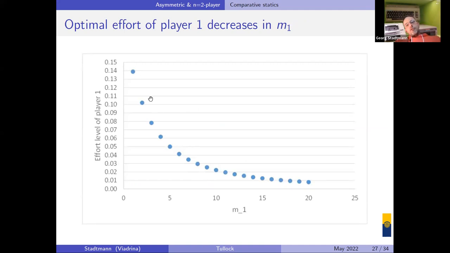The next graph highlights the relationship between the effort level of player 1 and the marginal cost of player 1. And we can see here that when the marginal costs are increasing, then the effort level of player 1 will decrease. So when it becomes more costly for player 1, then the effort level will decrease.